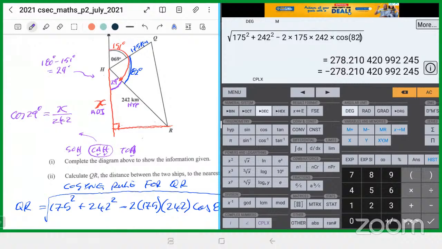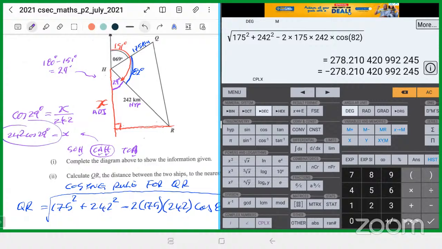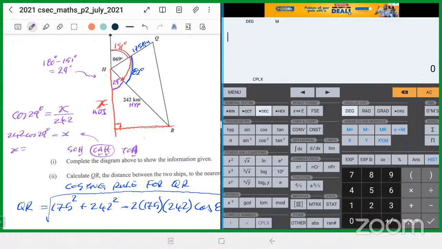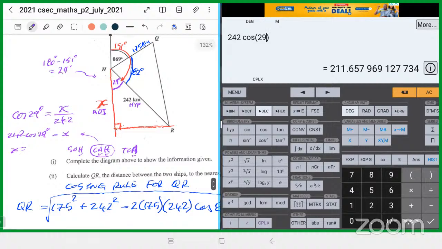So the x is going to be 242 cos of 29 degrees. I'm not writing so clearly, but you can make it out. So x is equal to this 242 times the cos of 29. And so the x works out to be, let's do it on the calculator, 242 times the cos of 29. That's 212. I'm going to go to the nearest kilometer again.